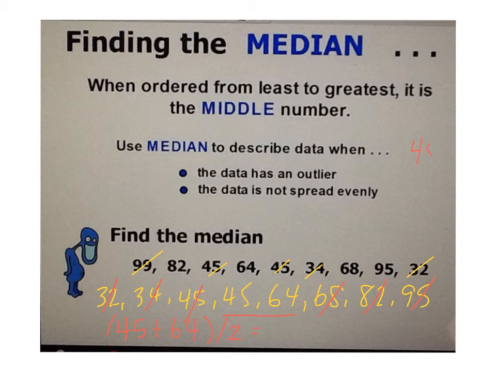If we did that, this would be 45 plus 64. That gives us 109. And 109 divided by 2 would be something like half of 10 is 5, half of 9 is 4.5, so 54.5. And that would make sense because somewhere between 45 and 64 would be 54.5.